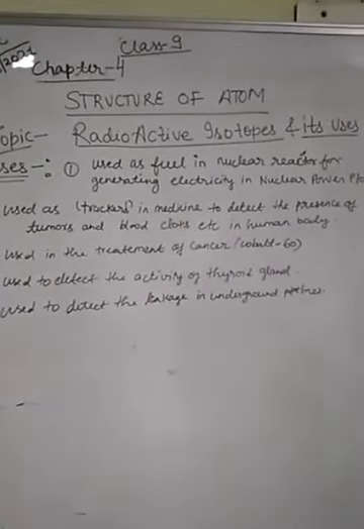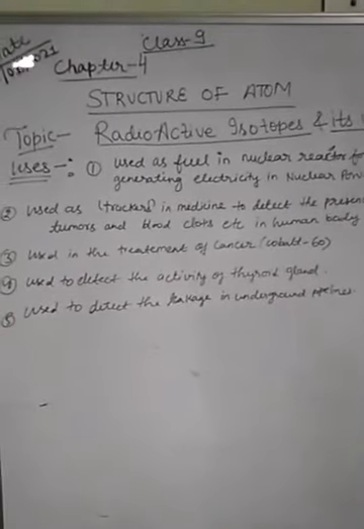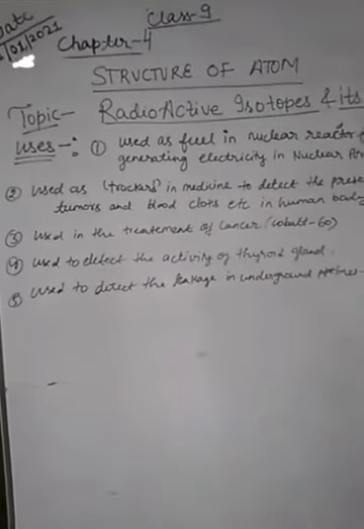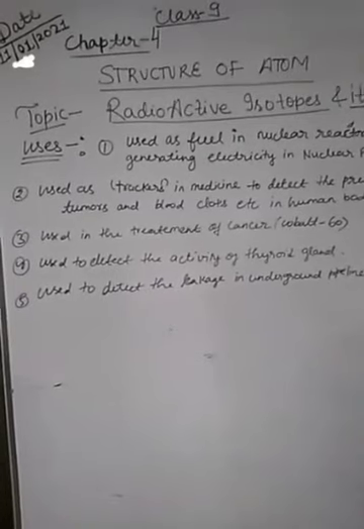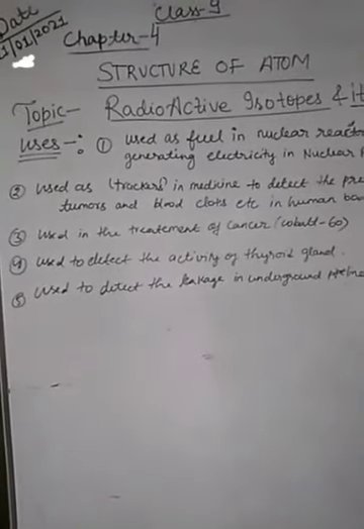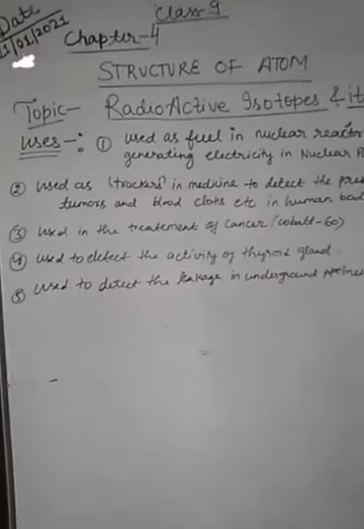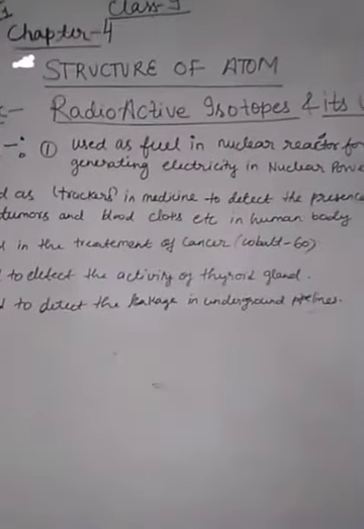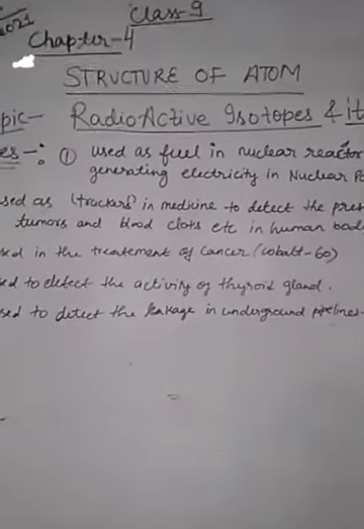Radioactive isotopes are used as a fuel in the nuclear reactor of nuclear power plants for generating electricity. And which one is used? That is uranium 235. This isotope is used as a fuel in the nuclear reactor of nuclear power plants for generating electricity. This is done as follows. When uranium 235 is bombarded with slow-moving neutrons, the heavy uranium nuclei break up to form two smaller nuclei and a tremendous amount of heat energy is produced.